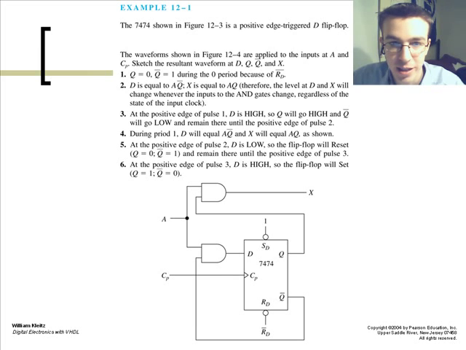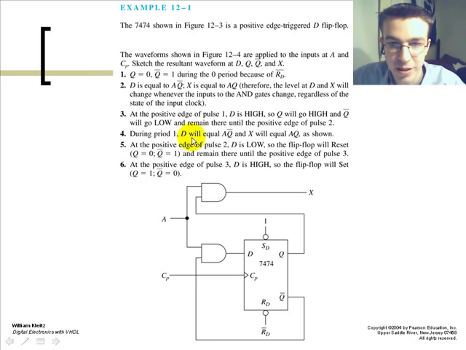We have the following stipulations for this, where Q equals 0, Q0 equals 1 during the 0 period because of the RD, the reset. D is equal to A Q0 and X is equal to AQ. Therefore, the level of D and X will change whenever the inputs to the AND gates change, regardless of the state of the input clock. At the positive edge of the pulse, D is high, so Q will go high and Q0 will go low and remain there until the positive edge of pulse 2.